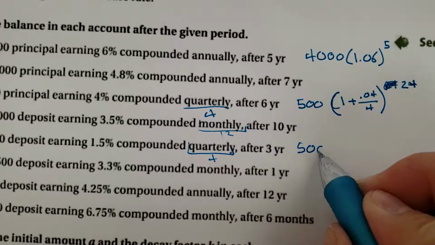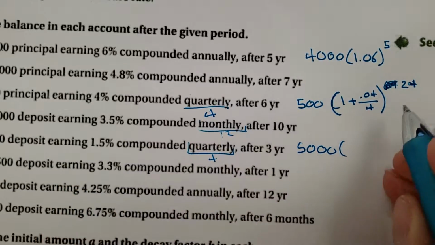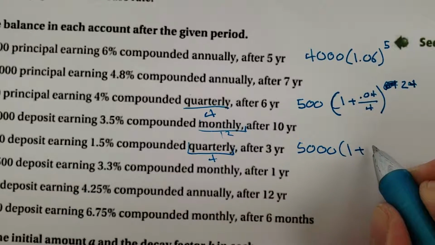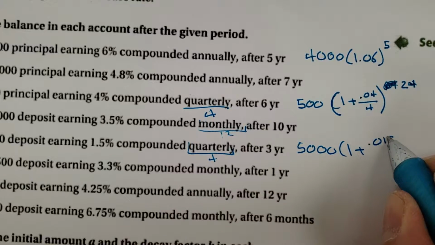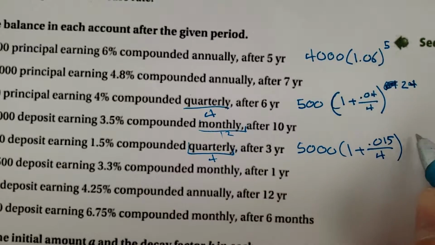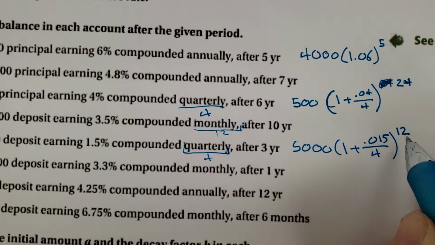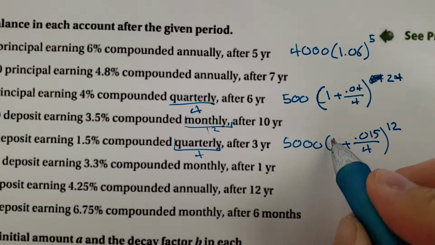We'd have $5,000, an interest rate of 1.5%. So we'd go 1 plus 0.015 divided by 4 payments in a year. And then 3 times 4 would be 12. Okay. So again, how did I get that? 3 times 4. I don't even write it out. I just multiply it really quick. That makes things a little bit easier.